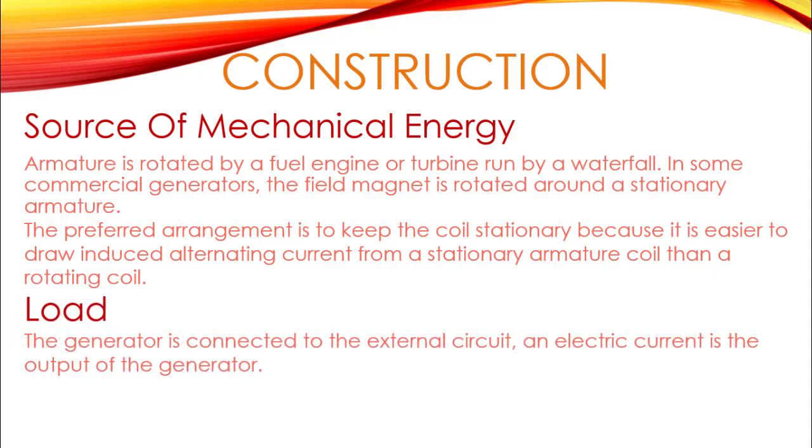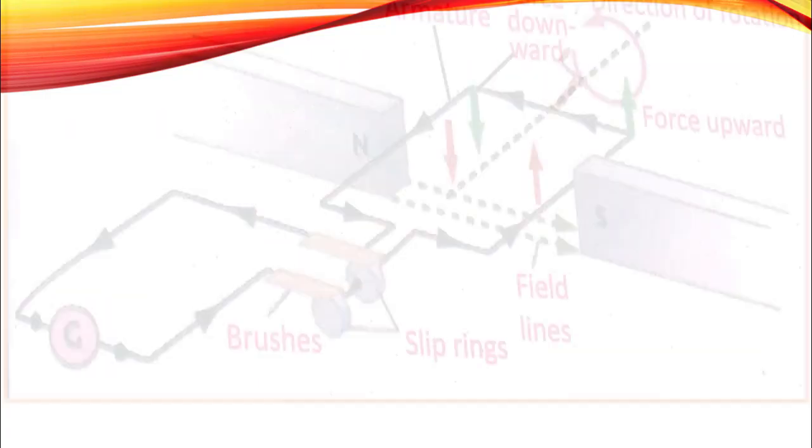Any circuit or device which consumes electrical energy and converts it into other non-electrical forms due to its specially designed resistance is called a load. In an AC generator, load is our external or output circuit.